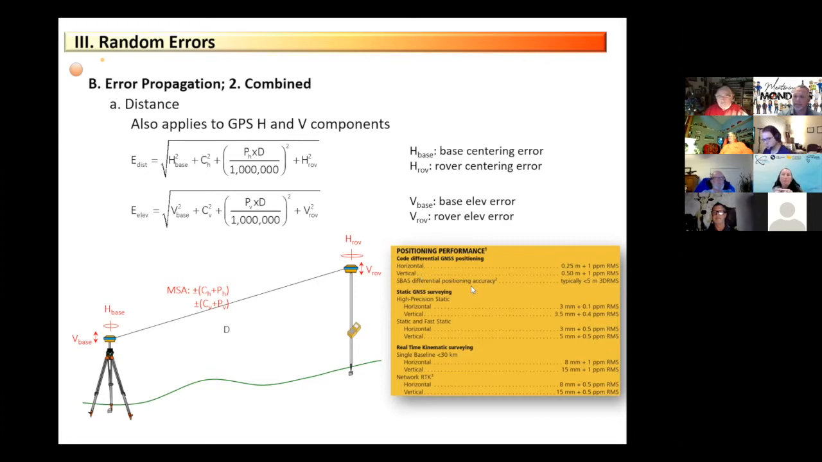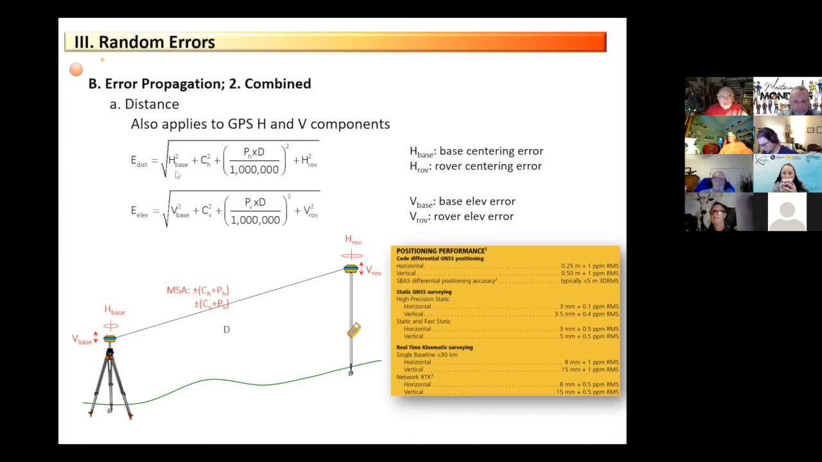If we look at this, and I can't remember offhand which instrument, I think this is one of the Trimble receivers, but if we look at real-time kinematic with a baseline less than 30 kilometers, we can see that our horizontal is 8 millimeters plus 1 part per million for the manufacturer stated accuracy. For the vertical, it's 15 millimeters plus 1 part per million. And we can see that typically we're weaker in the vertical because of the geometry of the intersecting signals and all that kind of neat stuff.